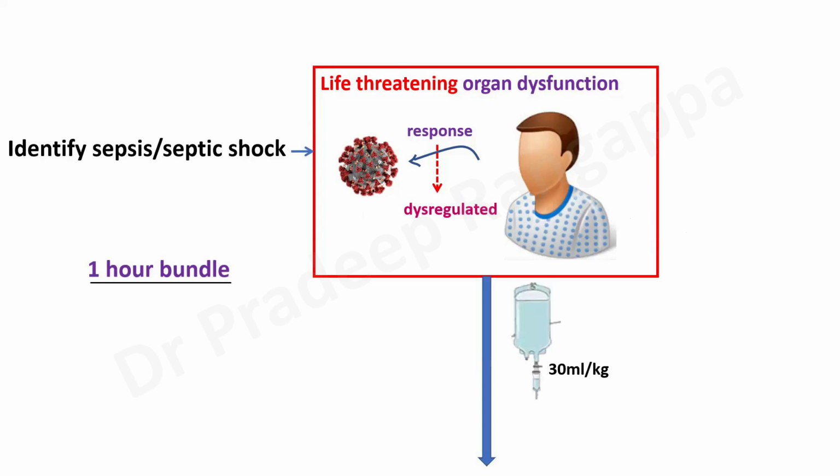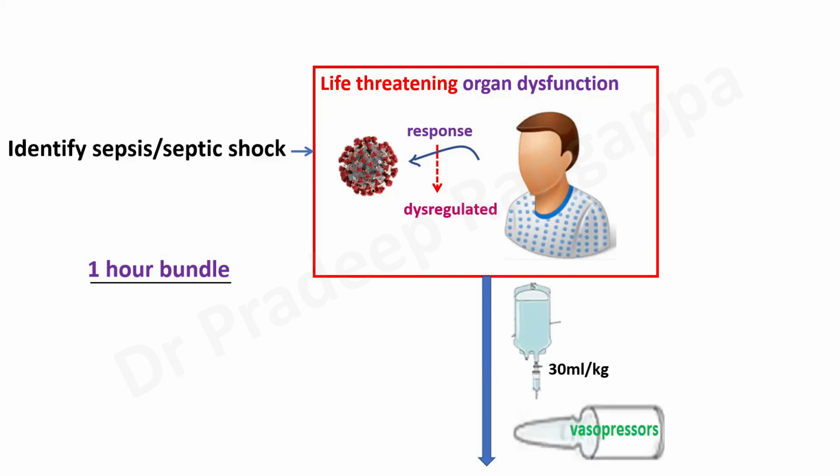In that, there is a 1 hour bundle where the suggestion is to give 30 ml per kg as a fluid bolus for someone who comes with septic shock. This one can be debated because 30 ml per kg is a very high dose. If it is a 50 kg individual, it will be 1.5 liters as a bolus. People have debated, but that is what we have largely agreed on as the initial fluid bolus.